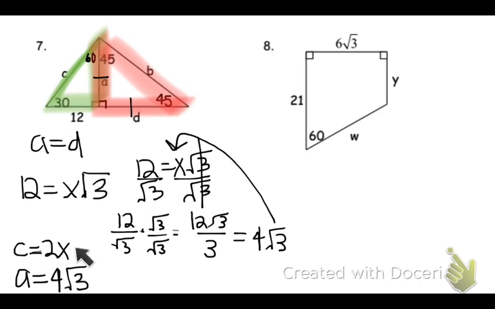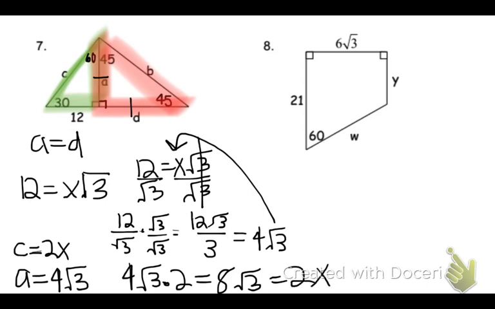And then how do we figure out 2X? Well, if 4 root 3 is just 1X, to figure out 2X, we can multiply the 4 root 3 by 2. Remember, you just multiply the numbers that are either both under radicals or both outside of radicals. So in this case, the 4 and the 2, we get 8 root 3. So C is 2X, 8 root 3 is 2X, so that means C is 8 root 3.